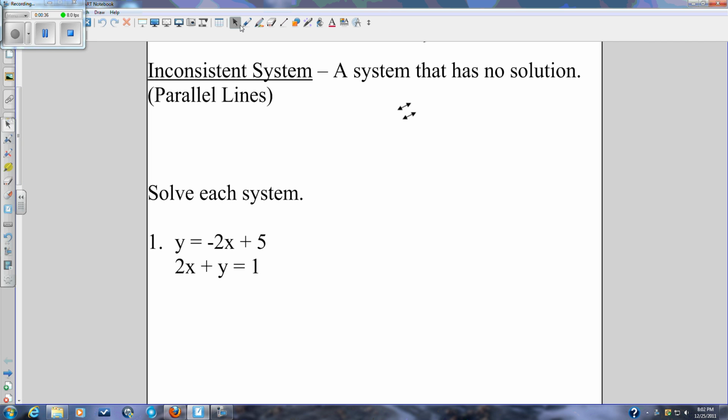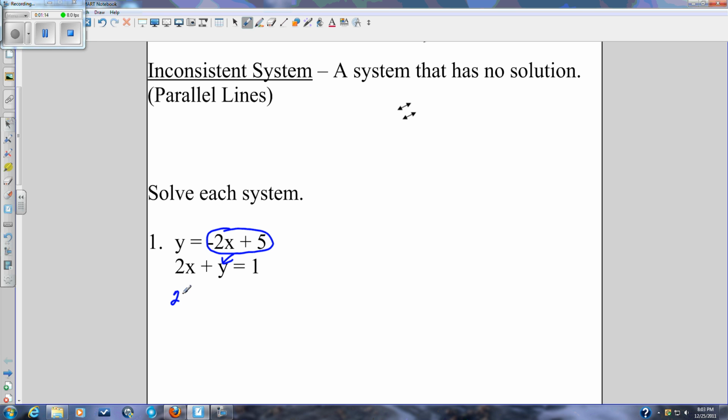So let's take a look at this first system. We want to solve the system y equals negative 2x plus 5 and 2x plus y equals 1. And we've learned 3 ways of solving systems. We've learned to solve them by graphing, substitution, and elimination. It's entirely up to you which method you want to use here. Since I have a variable that's already isolated, in this case my y, I'm going to use substitution. And that doesn't mean you couldn't use another method if you wanted to.